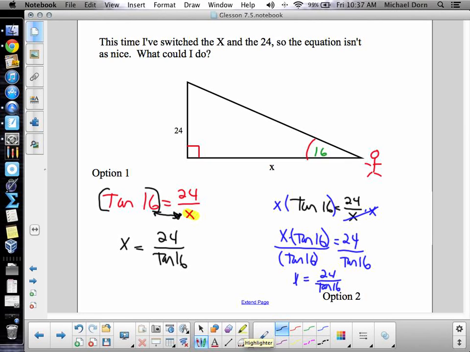And while that looks complicated, it's really not. It's just that instead of hitting the times button, we hit the divide button on our calculator. So now I'm going to do 24 divided by tangent of 16. And it still comes up at 83.7, which you already knew from the last problem.